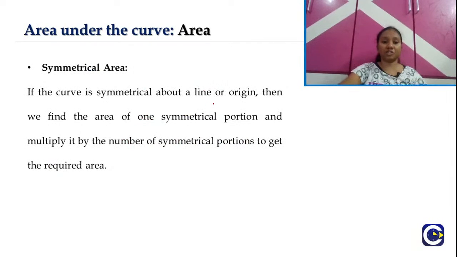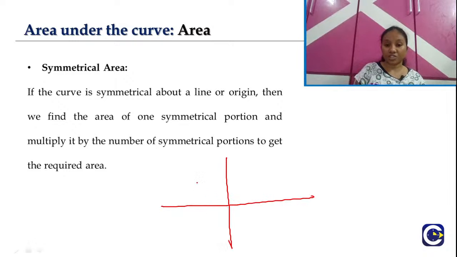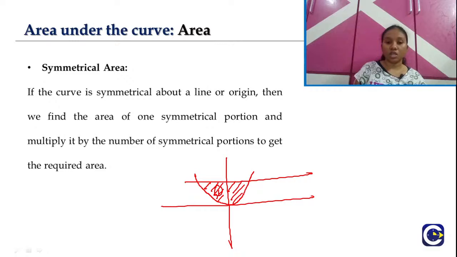So here comes the symmetrical area. Just now we have dealt with a question related to that. If the curve is symmetrical about a line or axis, then we can find the area of one symmetrical portion and multiply it by the number of symmetrical portions to get the required area. For example, here this is portion 1, this is portion 2. These two are symmetrical about this axis. That means we can actually multiply by 2.